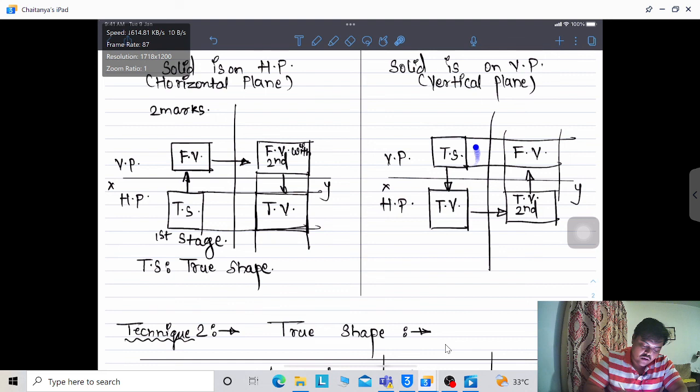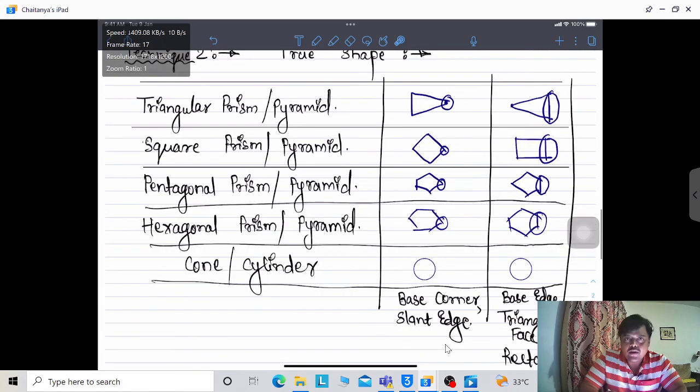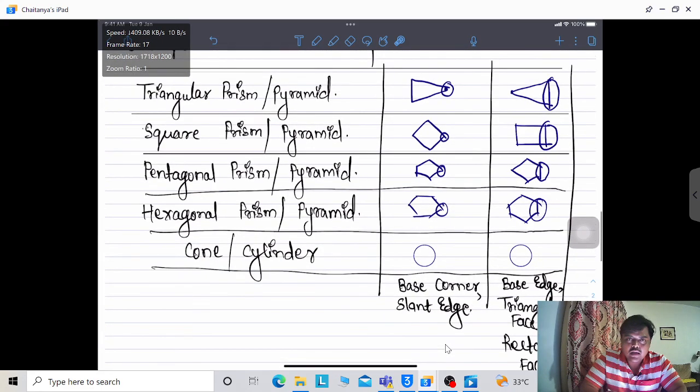That's why the technique number 2 is dependent upon the true shape. So that's the basics of the 6 marks numerical, and it's very important. And in the next video we will be dealing with some university numericals of 6 marks.